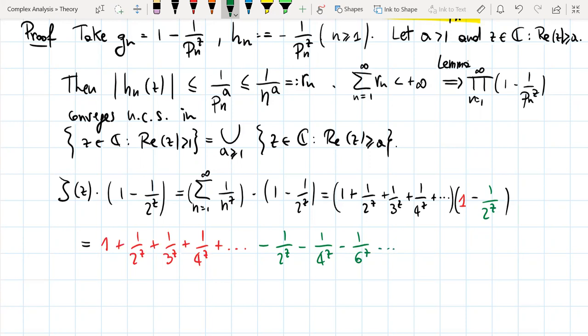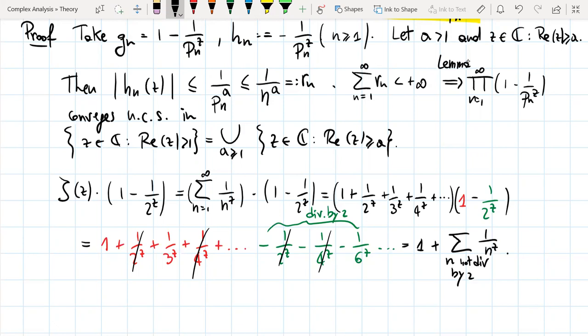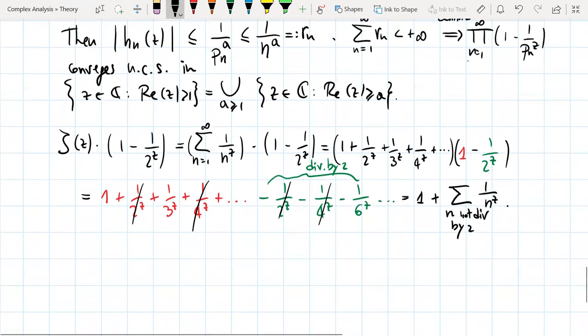So you see all the numbers we get here are divisible by 2. And we get exactly each of them once. So what we are doing, we are taking 1, and then we are getting rid of all the numbers which are divisible by 2. So here, this goes away with this, this goes away with this. So only the numbers which are not divisible by 2 survive. So we can write this as 1 plus the sum over n not divisible by 2 of 1 over n to the z. Okay, so this was the first passage.